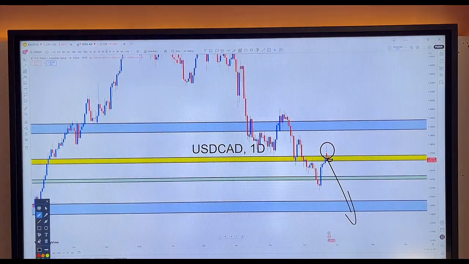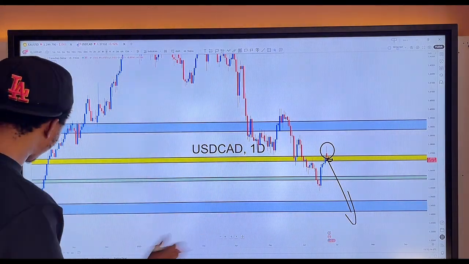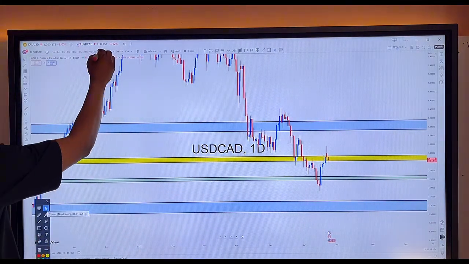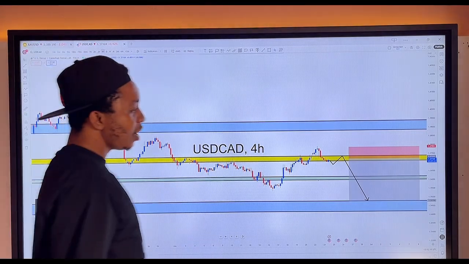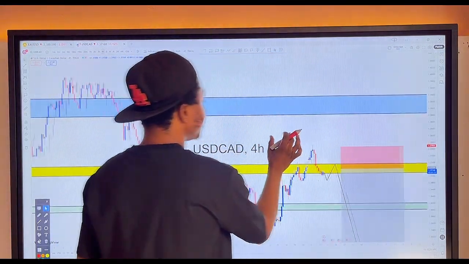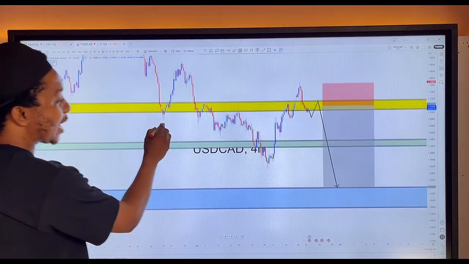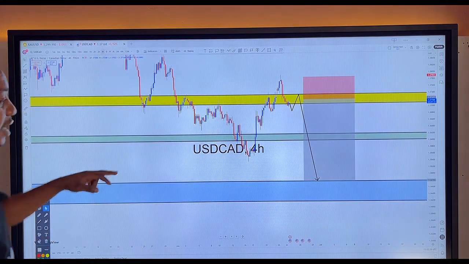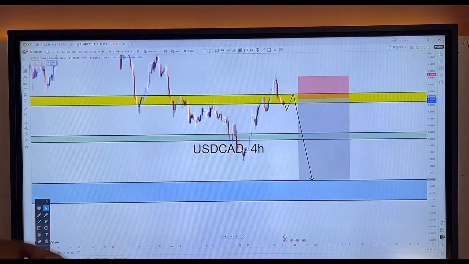How do we pick the sell? Let me take it again quickly to the 4-hour time frame and then we can continue with the analysis. Alright, so this is the 4-hour time frame of USDCAD. Now USDCAD on the 4-hour time frame, this is our final time frame and our final area for the entry.